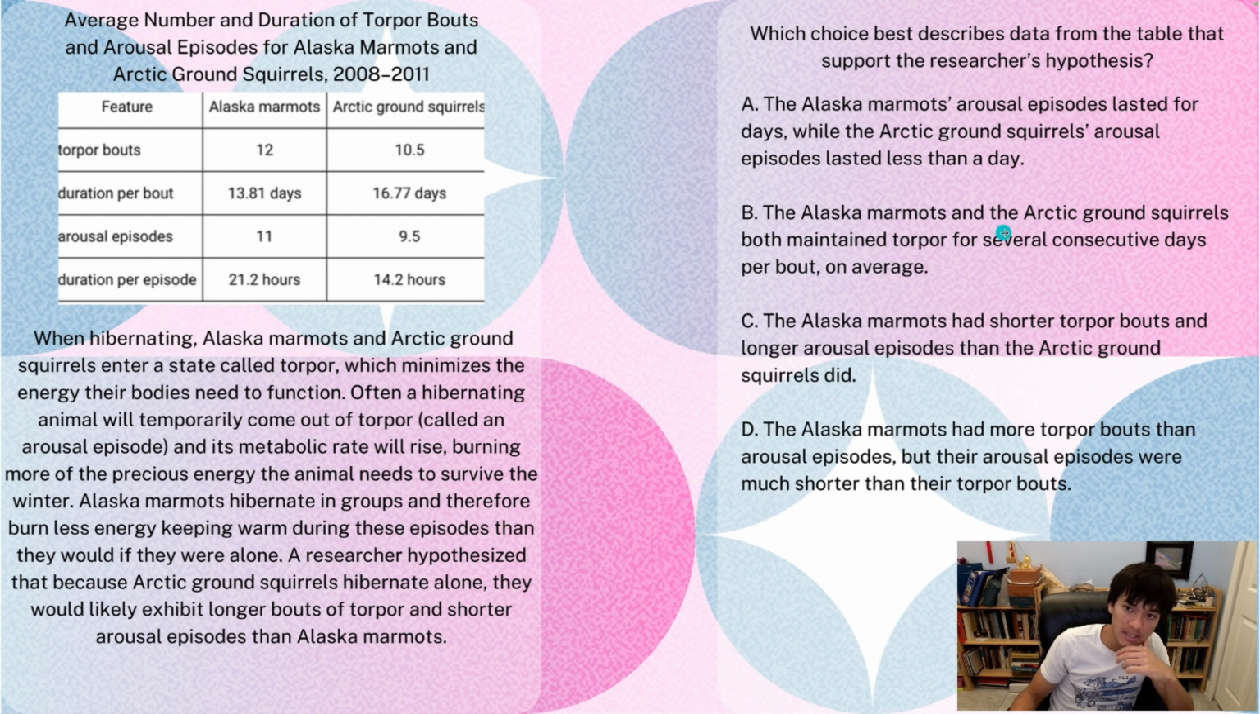B, the Alaska marmots and the Arctic ground squirrels both maintained torpor for several consecutive days per bout on average. Well, this is a similarity between the two, but it doesn't make a comparison between the two, so B would be wrong, because it's not saying that one is longer than the other, it's saying they're both similar, which is not what we're looking for. C, the Alaska marmots had shorter torpor bouts and longer arousal episodes than the Arctic ground squirrels did, and this is true, okay? And it does support the claim, okay? So C would be your correct answer here.